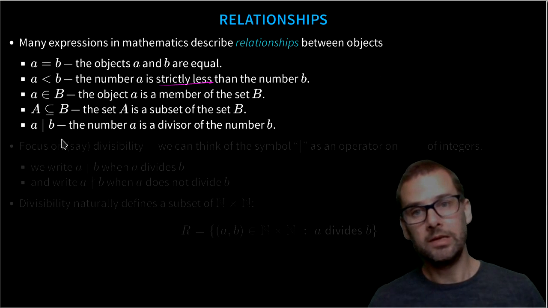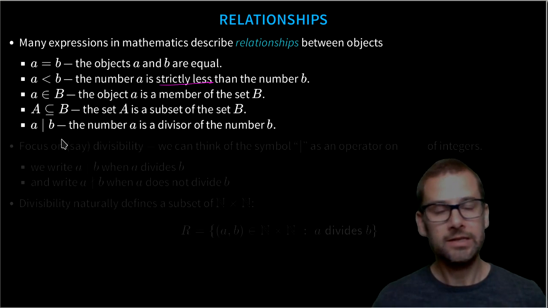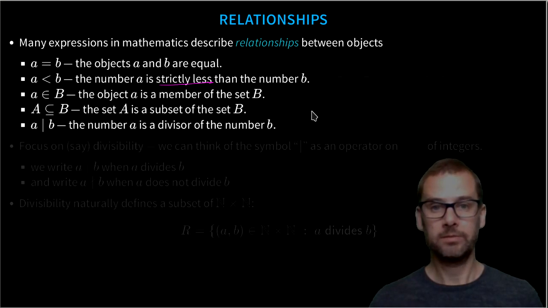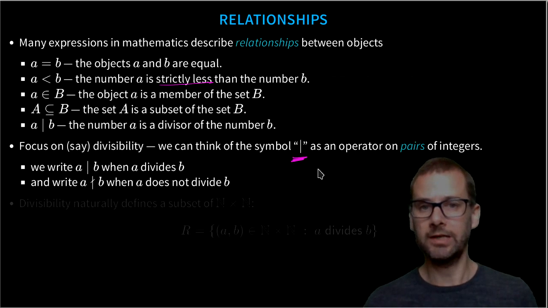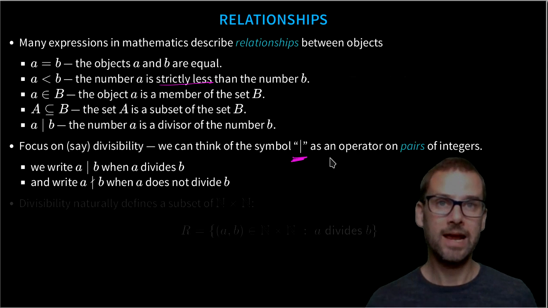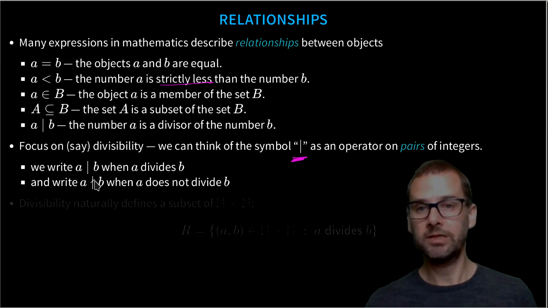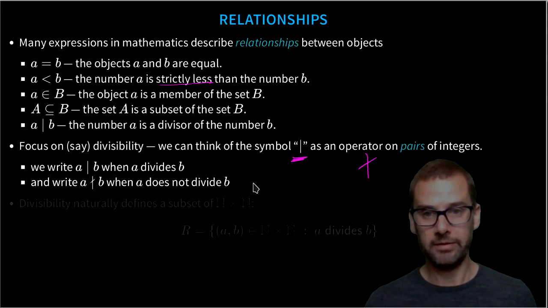And what we do in this topic of relations is we abstract away the details of these things to look at broad and general properties of mathematical relationships between objects. So let's focus on divisibility for the moment, and we can think of this operator, the vertical bar, as being an operator on a pair of integers. So we write A vertical bar B when A divides B, and we write the same symbol now just with a little slash through it to denote A does not divide B.